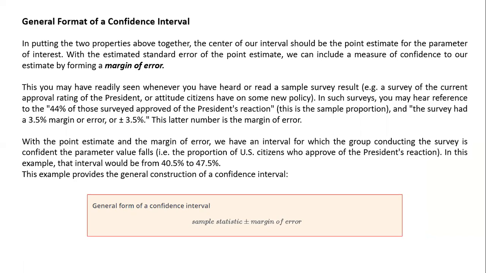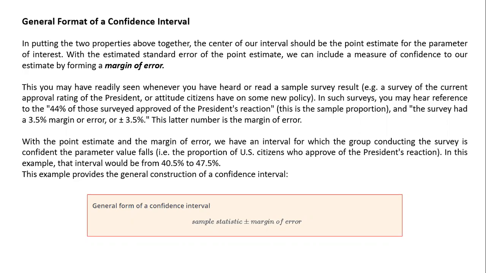Now in today's lesson we need to talk about the general format of confidence intervals. We are going to talk about confidence intervals for now. What issues are there? Are there any questions up to this point? Okay, so I'll move forward to the general format of a confidence interval.